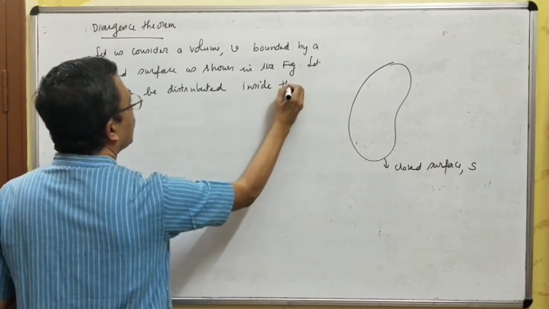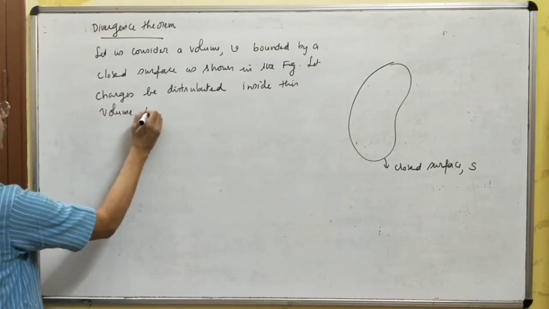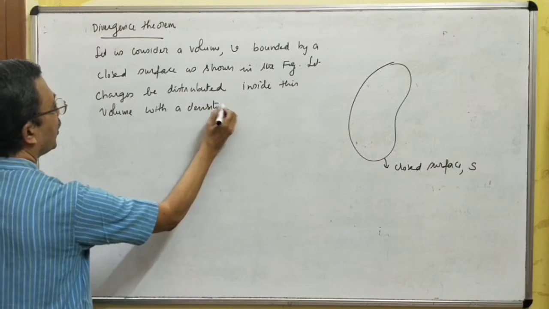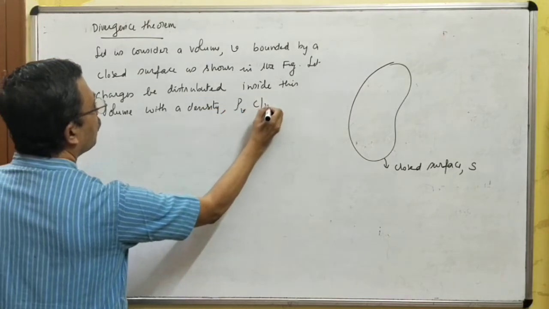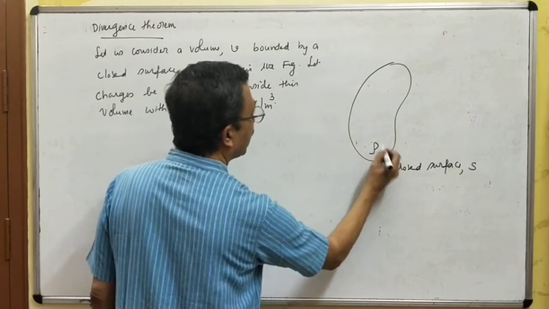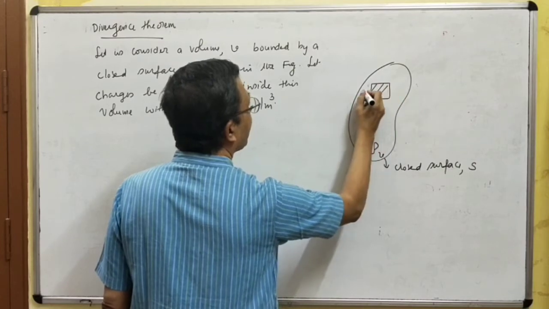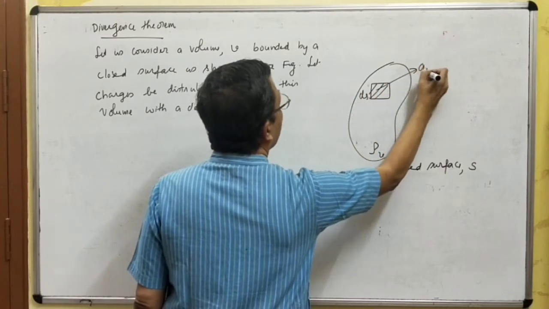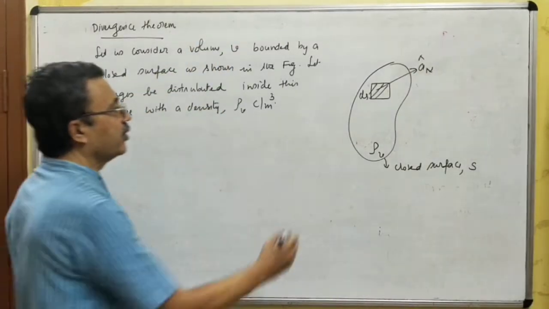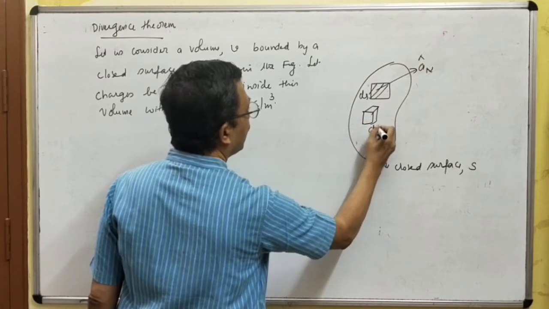Inside this volume with a density rho V coulombs per meter cube. So volume charge density is what? Rho V. Let us take a small elemental surface dS. a_n cap is the unit vector normal to dS and it is out of the elemental surface. A small elemental volume delta V is also taken.